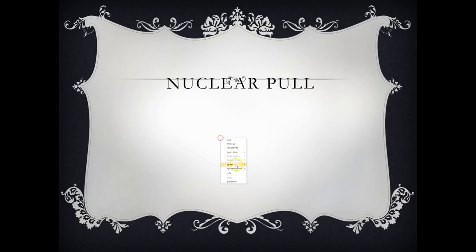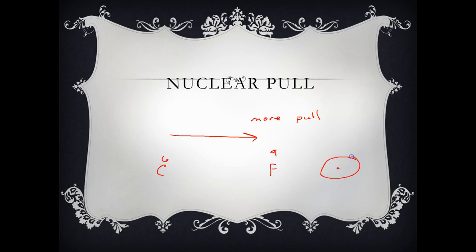Nuclear pull is what we've been talking about. As you move that way on the periodic table, as you add protons to that nucleus, you get more pull. So if I'm comparing carbon with 6 protons to fluorine that has 9 protons, I know that the nucleus of a fluorine atom is going to hold on to all of the electrons, whatever shell they're in, more than the carbon nucleus, because it's got more protons, it's got more charge, so we're going to have more pull.